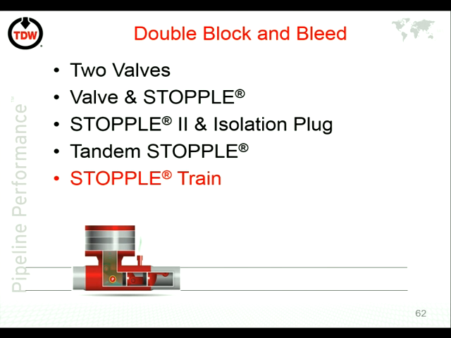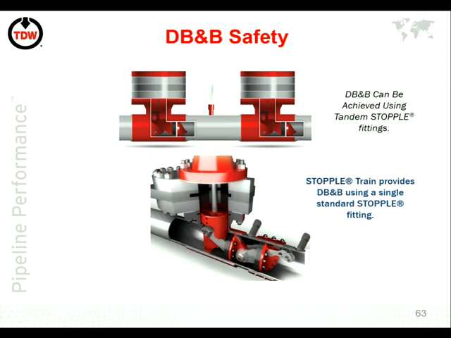This is an animation of what it looks like. So this is a tandem stopple, so there are 2 stopples in the line. This is a stopple train, so it's one entry and it has 2 stopple heads. The advantage of it is you only have one fitting, one setup, and one machine brought to site for each drilled hole.